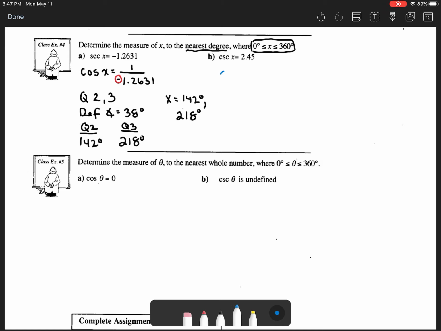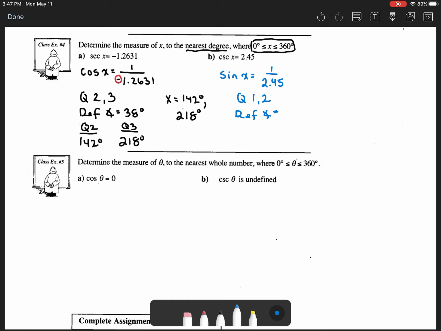Okay. In B, I'm dealing with cosecant of x. Well, the reciprocal of cosecant is sine. So sine of x will equal 1 over 2.45. Okay, so there's the value of my ratio. Now again, no negative sign here. So we're dealing with where sine is positive. Sine is positive in quadrants 1 and 2.